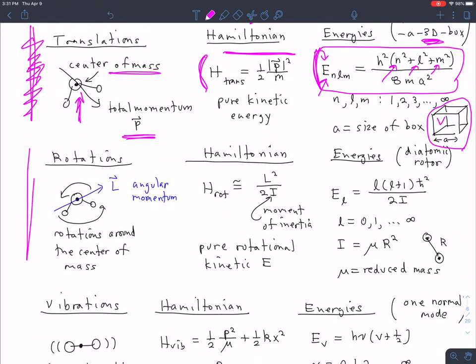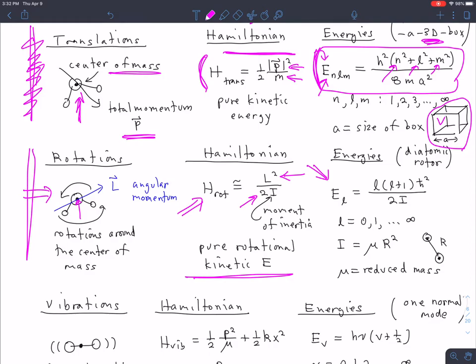Then we can do the same thing for the rotations of the molecule. The molecule can rotate around its center of mass, right? Now the center of mass becomes the rotation center for the rotations. We can write a quantum Hamiltonian for that. Now it depends on, rather than the linear momentum squared, the angular momentum, L squared. And instead of being divided by 2 times mass, it's divided by 2 times the moment of inertia. Moment of inertia is basically mass for a rotation instead of mass for a linear translation. And again, that's pure kinetic energy.